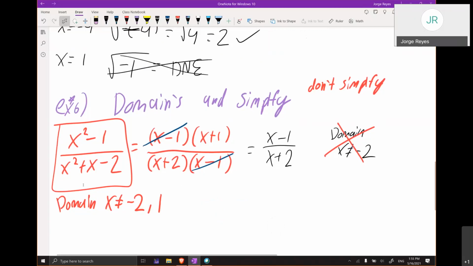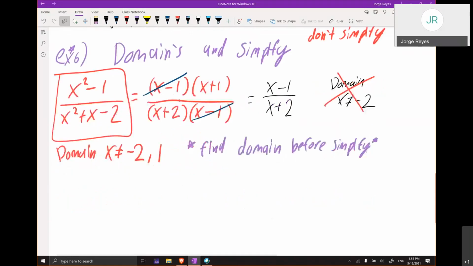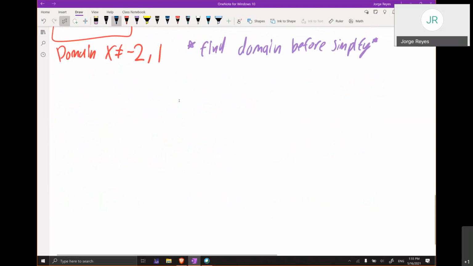So basically the rule is, if you are asked to find the domain, find the domain before you simplify. Not after. Or at least you can simplify, like you can factor, but don't cancel. Find the domain before you start canceling things. All right? Now, moving on. Crash course over.